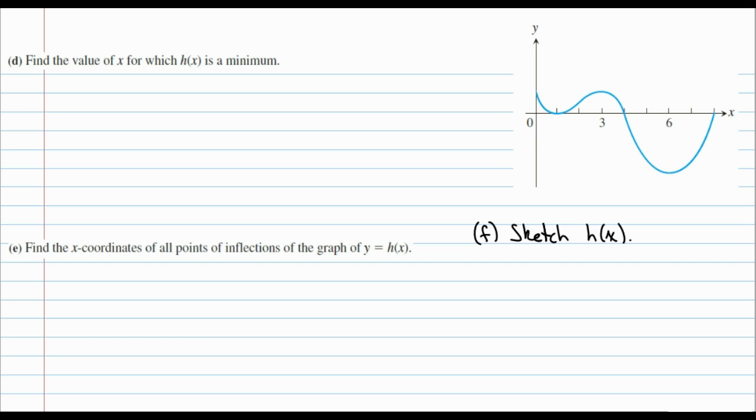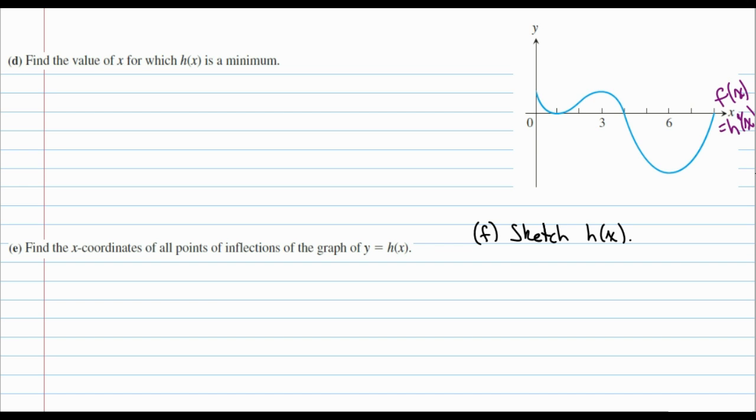Now let's keep going. D, find the value of x for which h of x is a minimum. Well, the same strategy is going to occur. We're still looking at the graph, remember, of f of x, which we have determined to be h prime of x, so don't forget that, the first derivative of h. So we want to find where h has a minimum. Well, if we're looking at its derivative, a minimum is going to occur where the derivative changes from negative to positive. Well, that really isn't happening on this graph of f, is it?